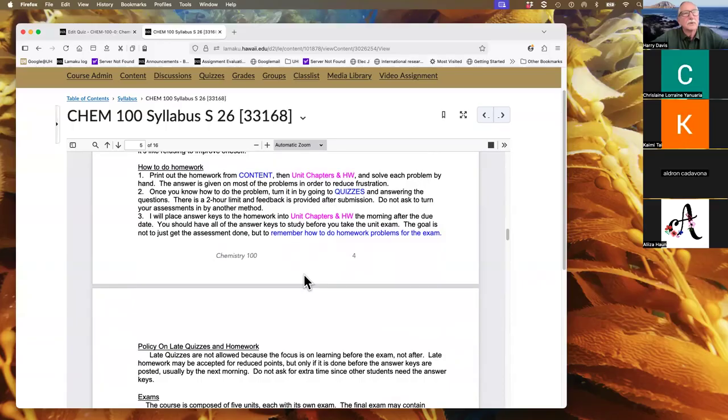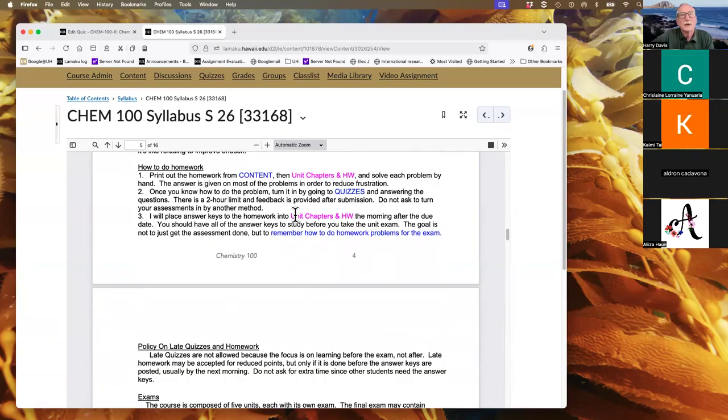So here's how to do the homework. You go to content, find it in unit chapters and homework. You solve each problem by hand. Most of the time, the answer is given. Then once you know how to do the problem, you turn it in by going to quizzes, which is up here, right? And answering the questions.